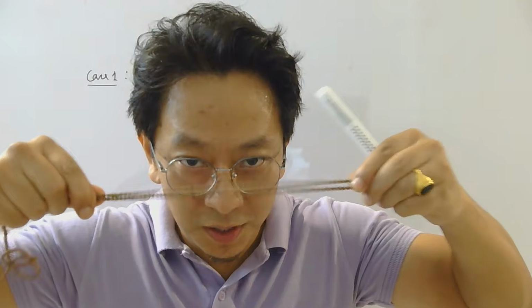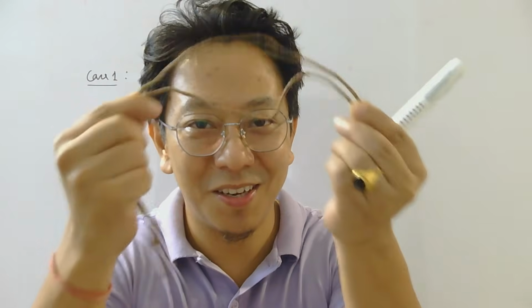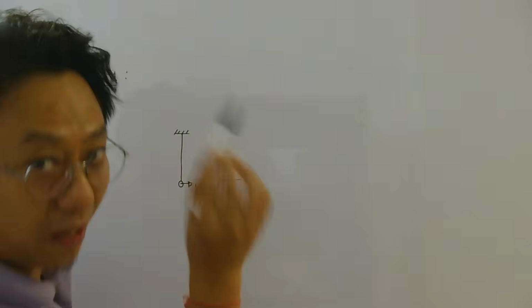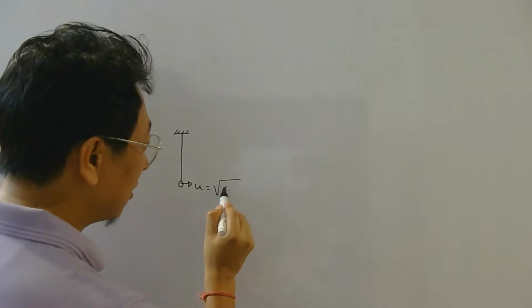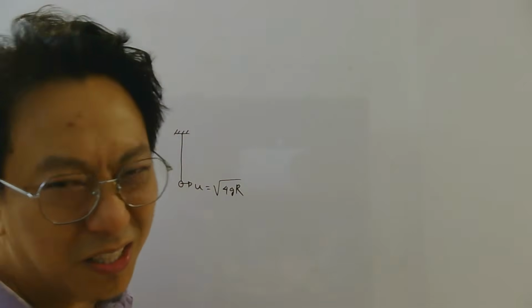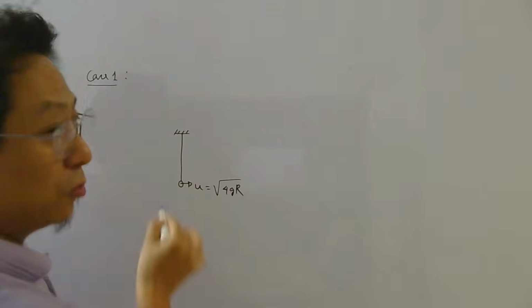Whereas in the case of string, something like this, if you pull, there will be tension force, but if you push, there will be no tension force, right? The tension here will become zero. And therefore, this case is not exactly the same as the previous case. I will show you that if you give, let's say, here also the same velocity as in the previous case, which was root 4gr, suppose you give slightly more than this velocity, slightly more. Then you may think like in the previous case, it will complete the loop, right?